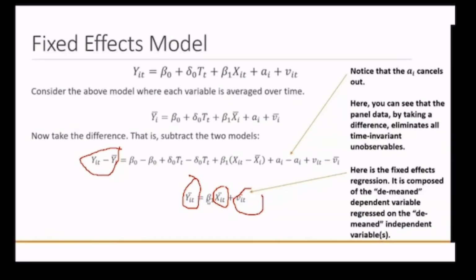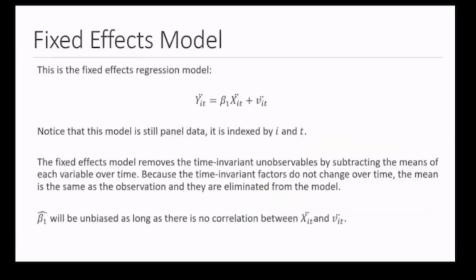And of course the beta one will be unbiased provided there is no correlation between the demeaned years of education and the demeaned error. That is by fixed effect.